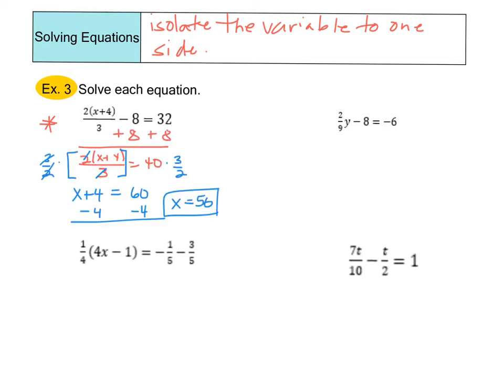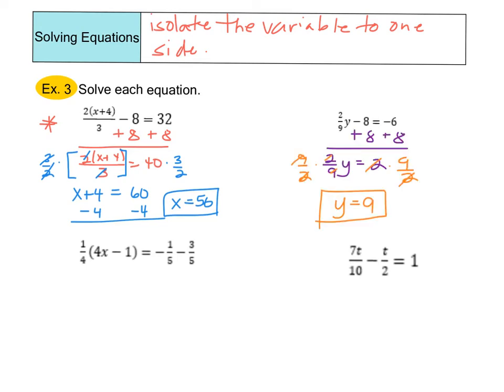My first example, I got x equals 56. I moved 8 over, and then I got rid of the fraction right away, multiplying by the reciprocal. Finally, I subtracted 4. Okay, press pause and see the next example on the right. Hopefully this one went a little quicker. I added 8 again and multiplied by the reciprocal, and I got y equals 9.